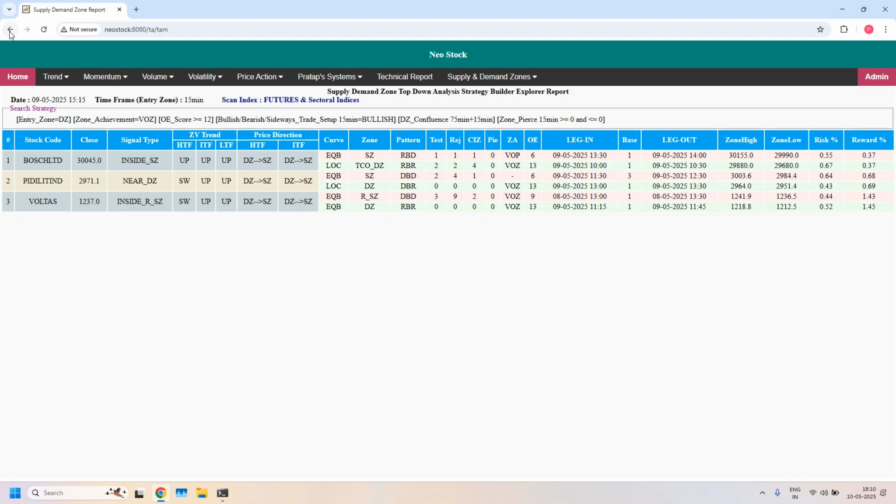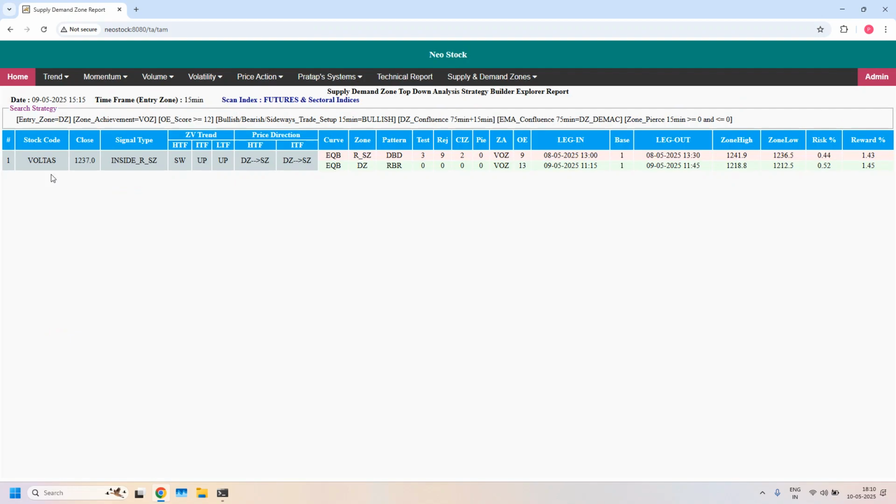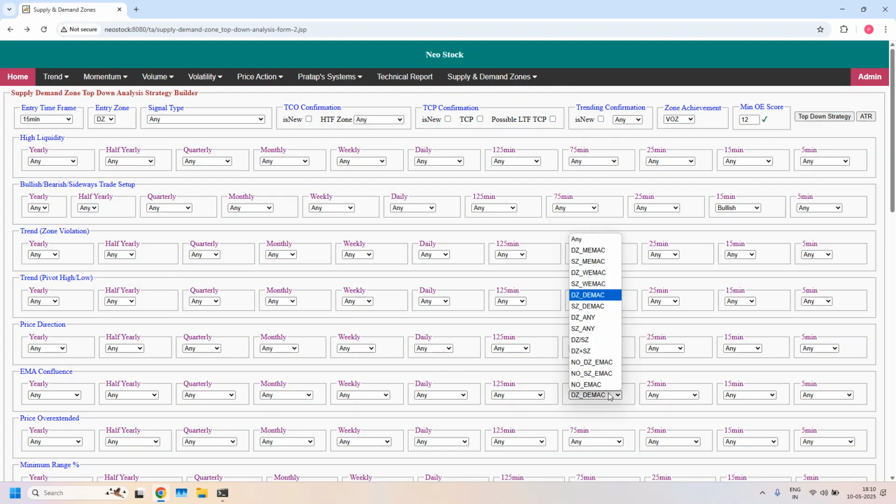Let's verify if any of them are having 75 minutes demand zone with daily EMA confluence. So one stock is filtered. So probably this 75 minutes demand zone might be having more high probability. Next we will filter based on LTF, ITF and HTF demand zone confluence.